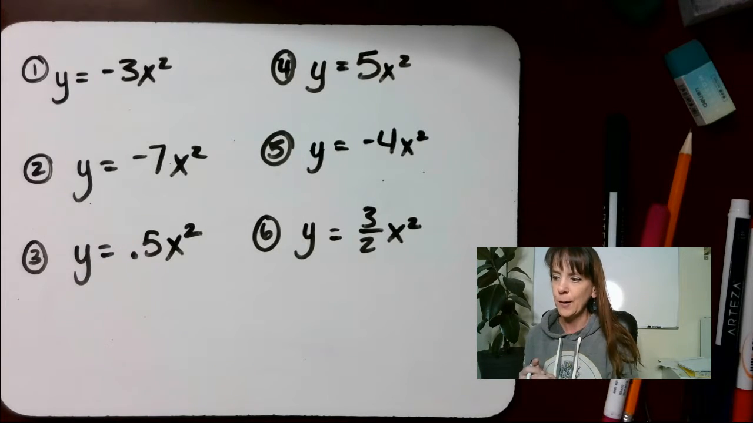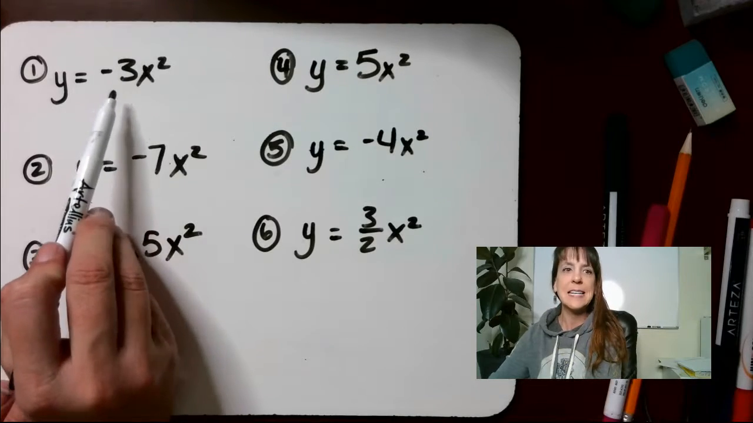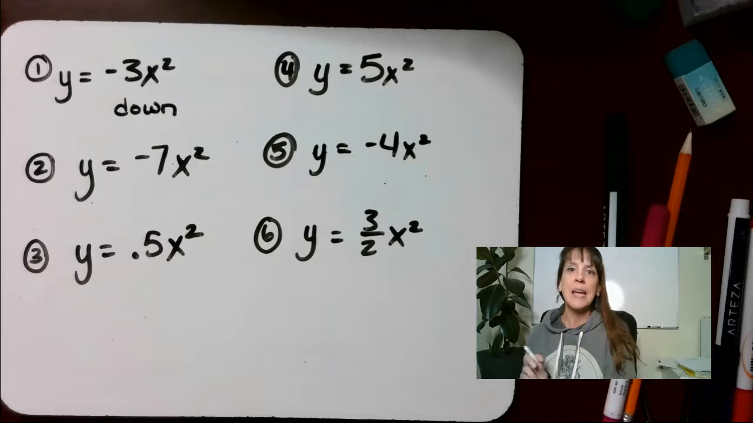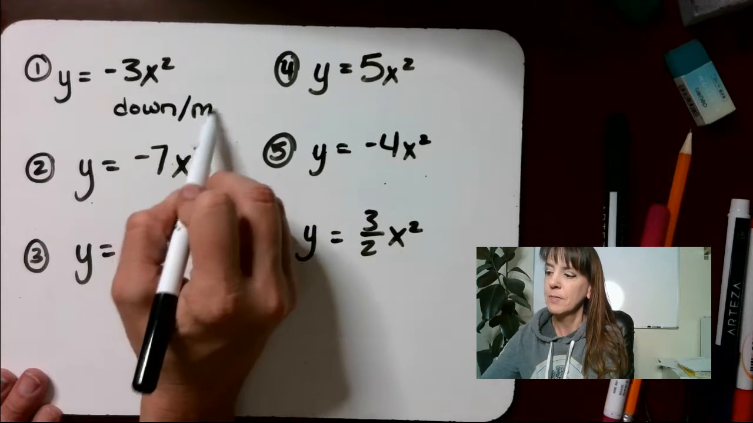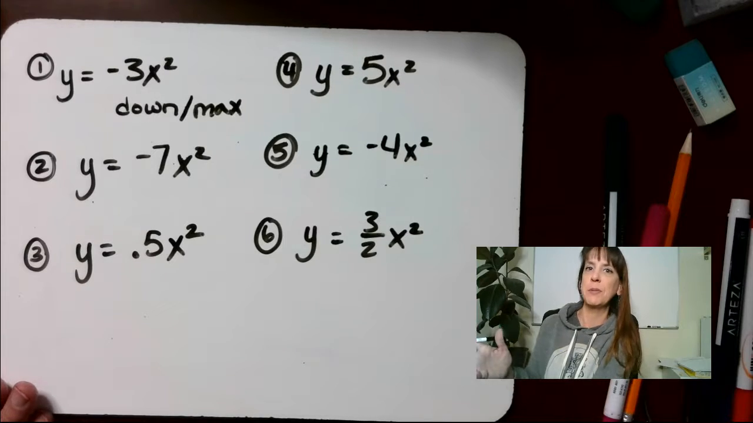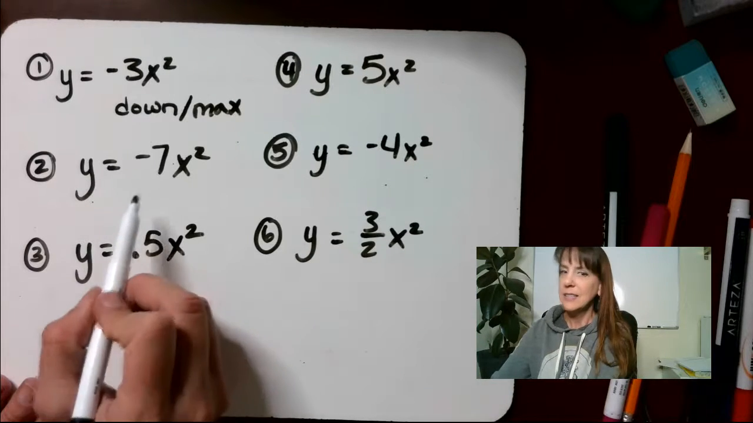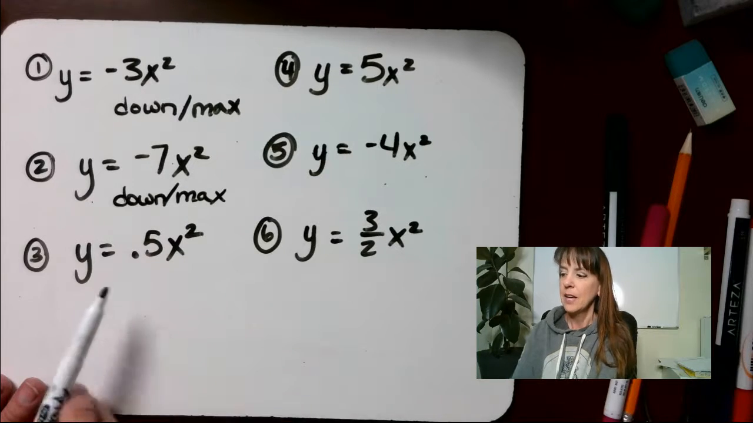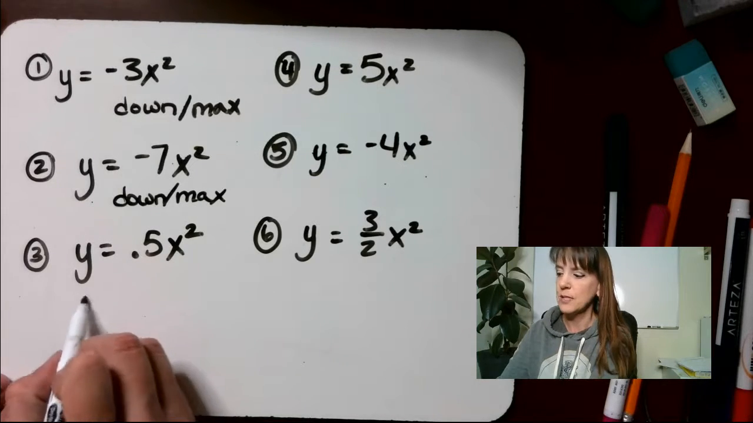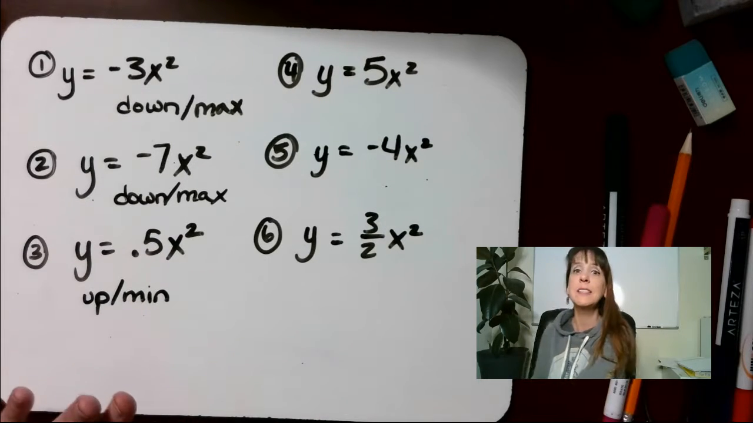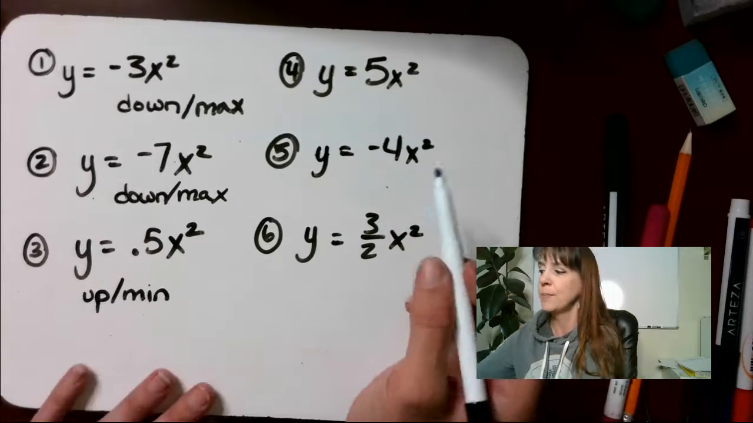Okay, taking a look at this one, this is a negative, so this is going to open down, and that's going to have a maximum. We'll figure out what those maximums are in a bit. I just want you to get real familiar with these. This one is also down, so it is going to have a maximum. This one is positive, so it's going to open up and have a minimum. Again, all of these have a vertex of (0, 0).